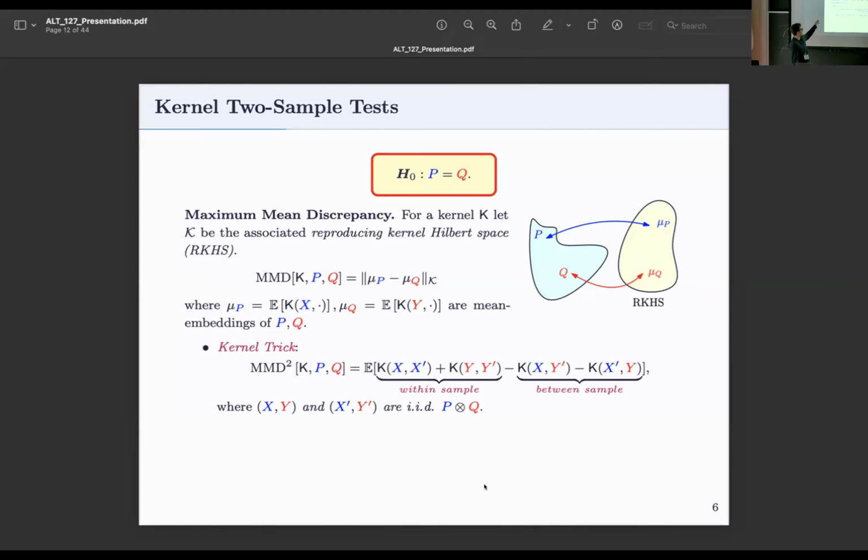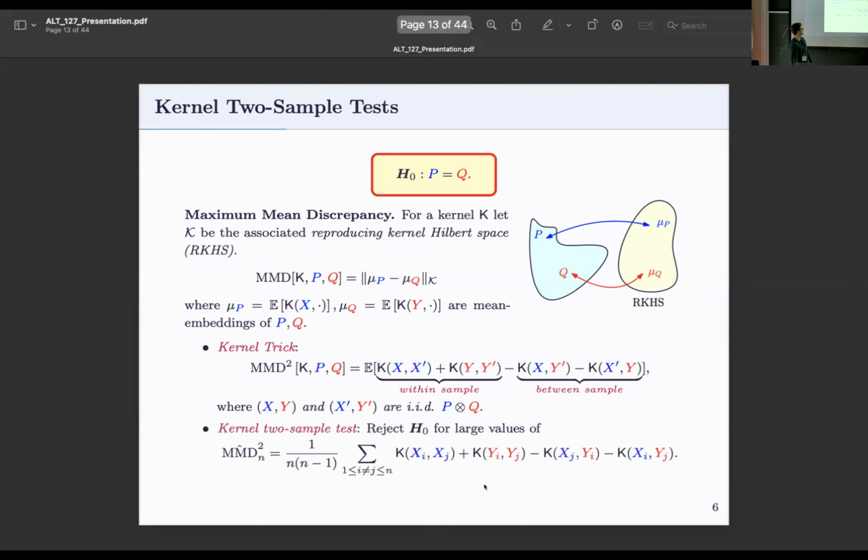Okay, so now the question is, how can we construct a test based on this definition of the MMD? One choice we have is to replace this expectation by the empirical average, and this is the classic MMD test statistic. And there's a very big question, which is, okay, you've given me a test statistic. Now, how do we actually calibrate the test?